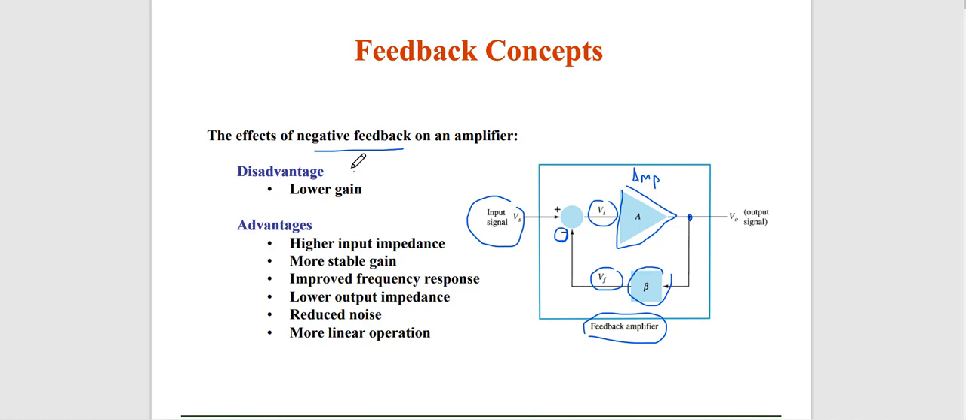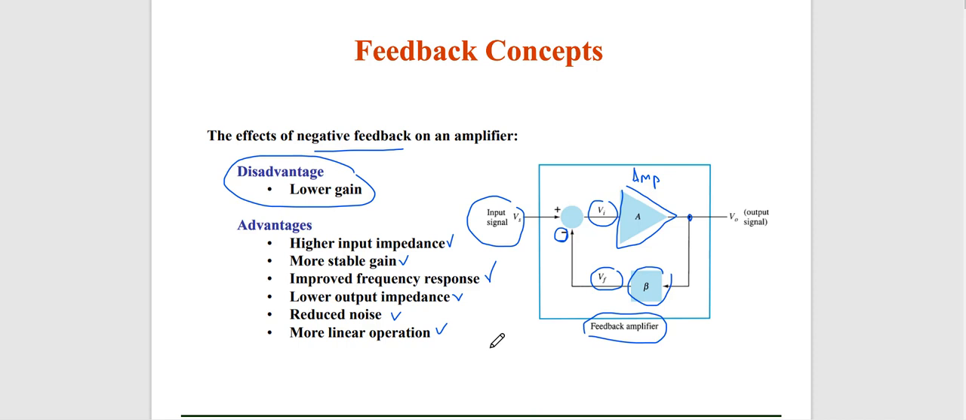For the negative feedback, we have the disadvantage, that is a lower gain. But the advantages of negative feedback are higher input impedance, more stable gain, improved frequency response, lower output impedance, reduced noise, and more linear operation. For example, if we develop an amplifier and we need high input impedance and low output impedance, like an operational amplifier, we can use negative feedback.